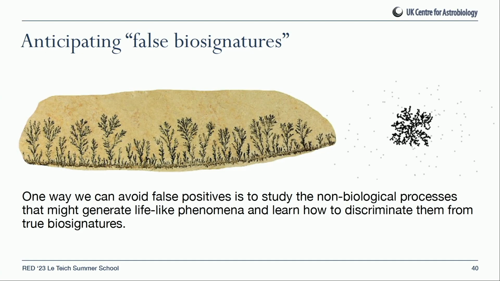Another way we can think about this problem of false positives is to try to anticipate them by studying the non-biological processes that might generate life-like phenomena. And I sometimes call these false biosignatures. And this is a classic example in the history of geology. You often find, particularly on the bedding planes of limestones, these little dendrites made from manganese minerals. And people used to just assume that these must be some kind of fossil, and of course now we understand that they're not a fossil.